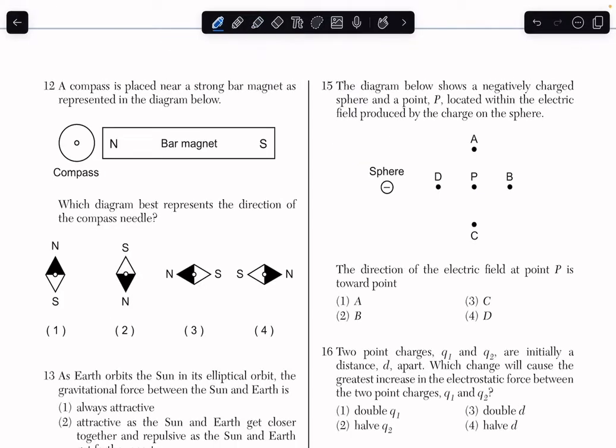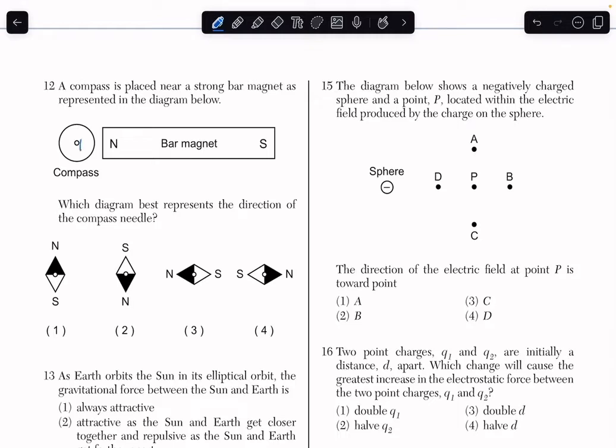12. A compass is placed near a strong bar magnet as represented in the diagram below. Which diagram best represents the direction of the compass needle? So, remember, for direction, for compasses, magnets, the opposite is always what attracts. For example, north and north are going to repel each other, but south and south are also going to repel each other. North and south is what attracts.